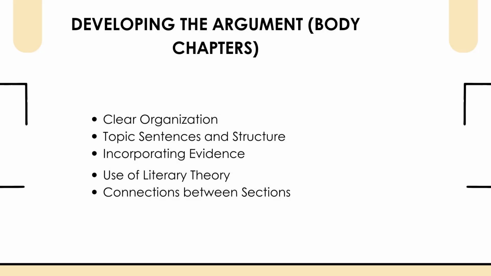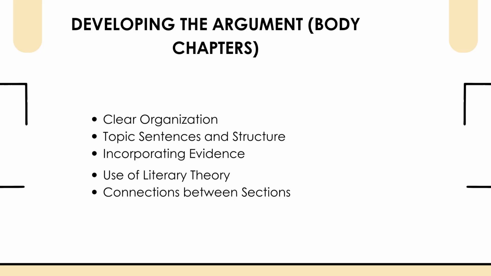Body chapters: clear organization. Each chapter should represent a different aspect of your argument. For instance, if you are writing about the portrayal of women in 19th century literature, one chapter might focus on female protagonists in Victorian novels, while another chapter explores social context and gender roles.